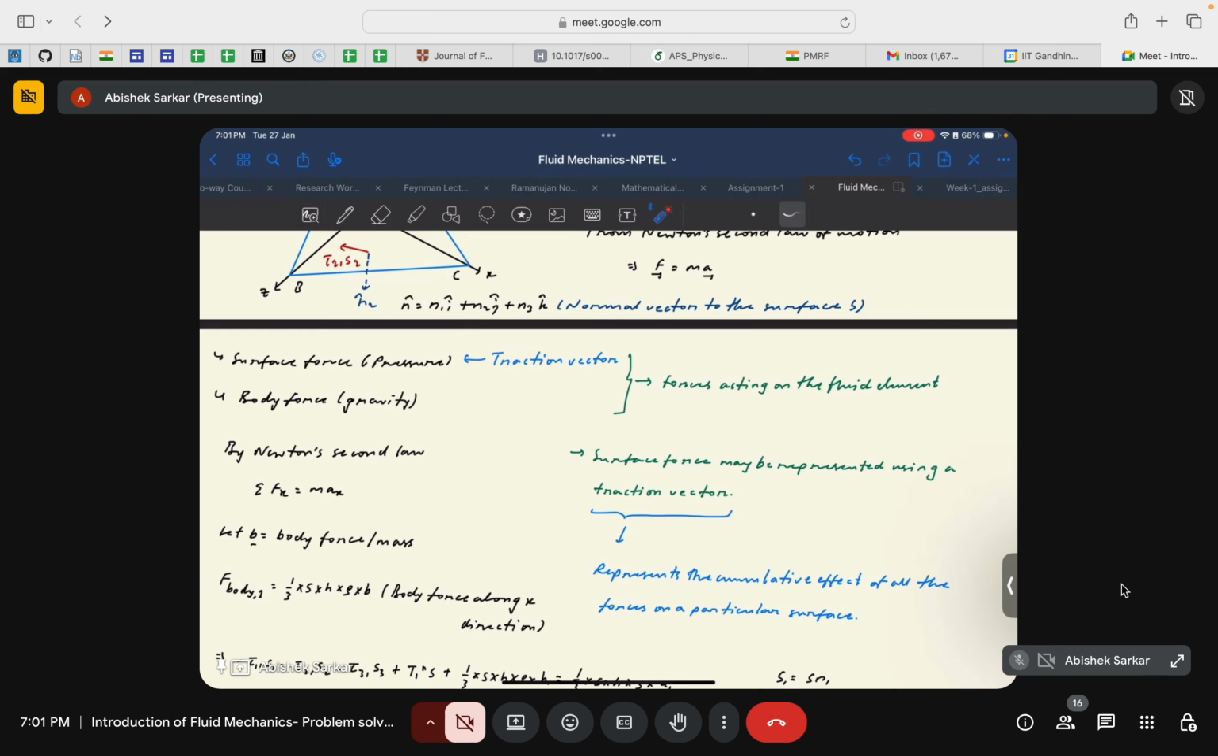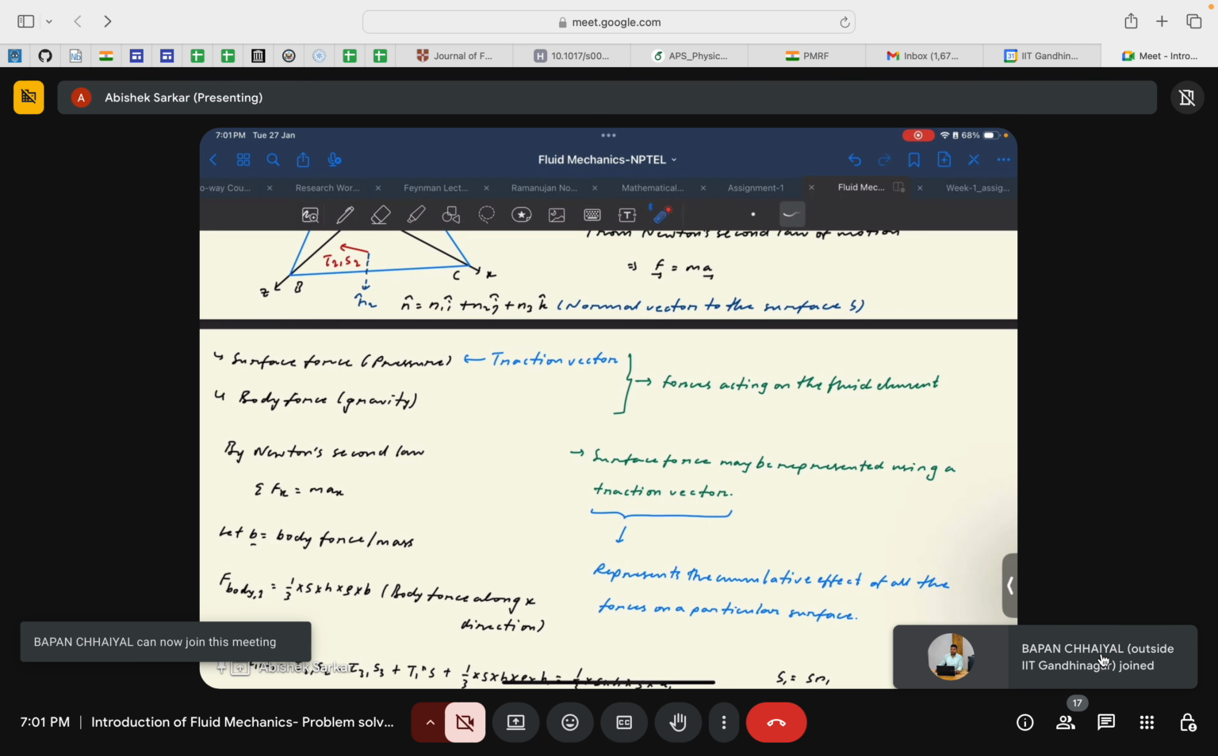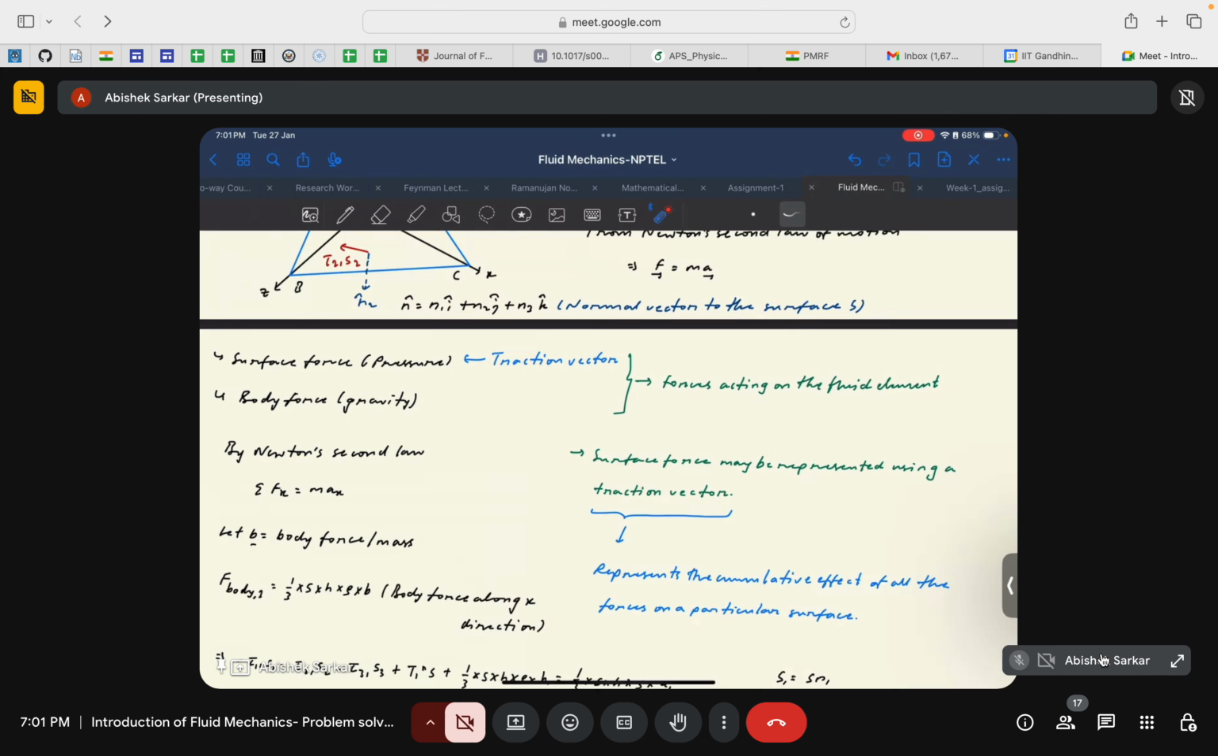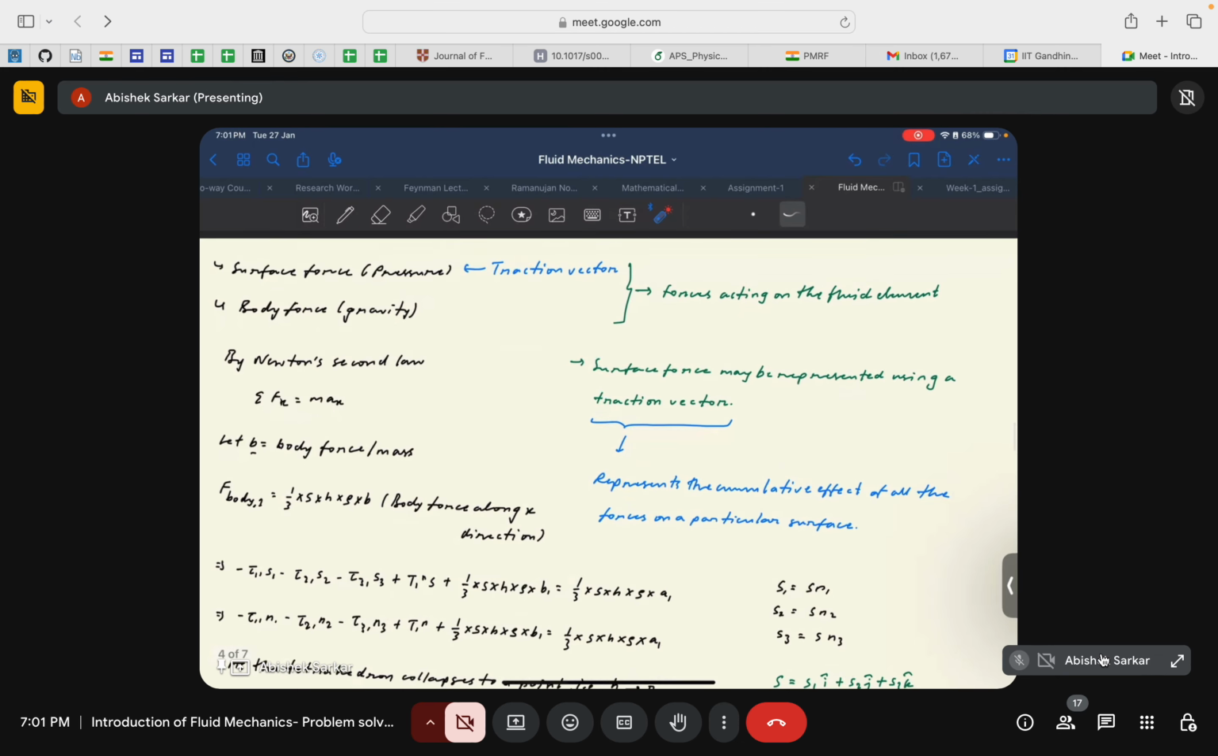Okay, so I hope the difference between the surface and body forces is understood. These are quite literal. Surface forces are forces that act along the surface, and body forces are forces that act throughout the body of the fluid element. I hope this is clear. These are quite literal definitions, so I don't think there should be any doubt.